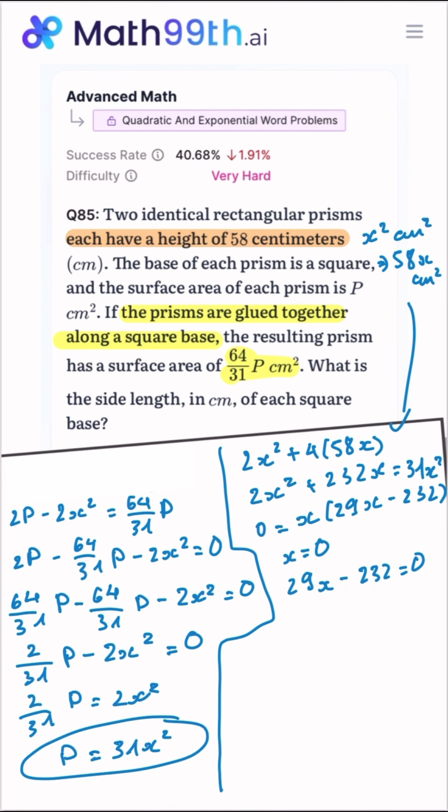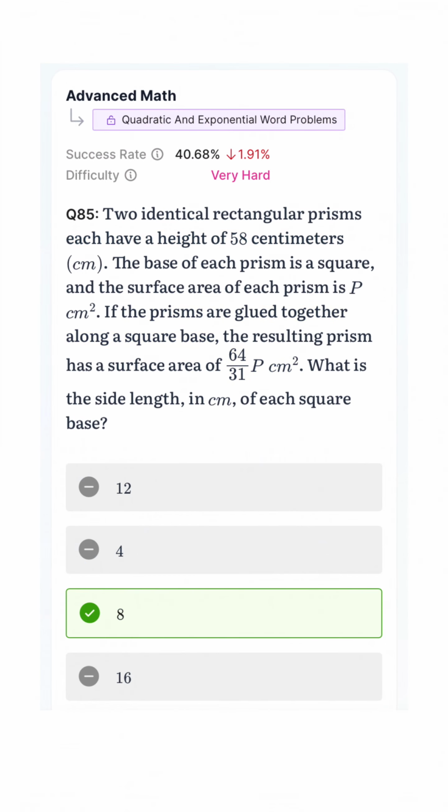Adding 232 to both sides of the equation 29x minus 232 equals 0 yields 29x equals 232. Dividing both sides of this equation by 29 yields x equals 8. Since the side length of a rectangular prism can't be 0, the length of each square base is 8 centimeters. So, the correct answer is C, 8.